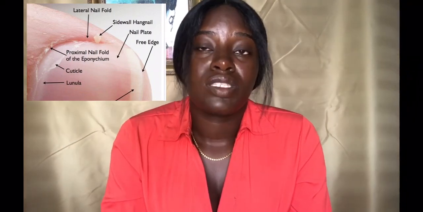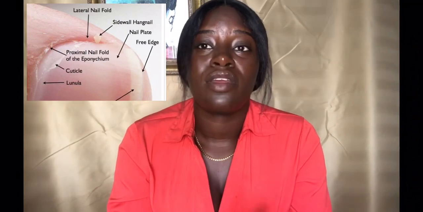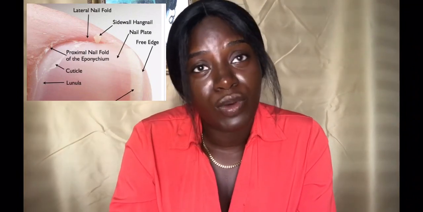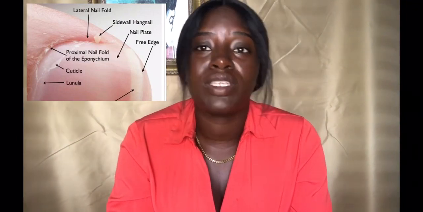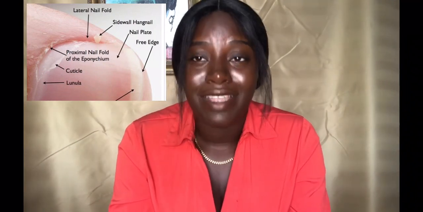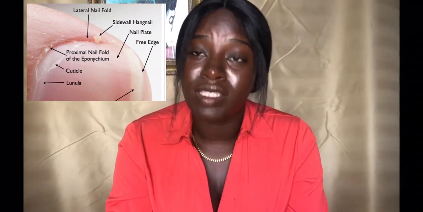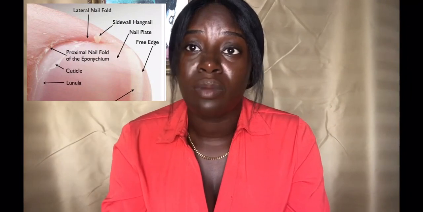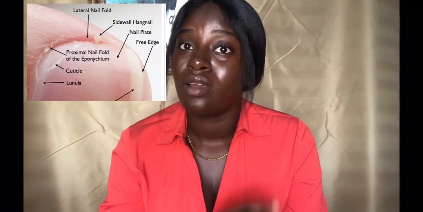Next is the proximal nail fold. This is the part that is always very confusing to nail techs, because they always confuse the cuticle and the proximal nail fold. They always think they are the same thing, but they are not the same thing. The proximal nail fold is the skin that precedes the cuticle. It is the skin on top of the cuticle, but the cuticle extends out, while the proximal nail fold is the skin.